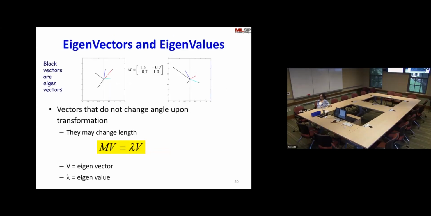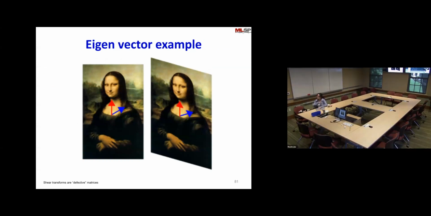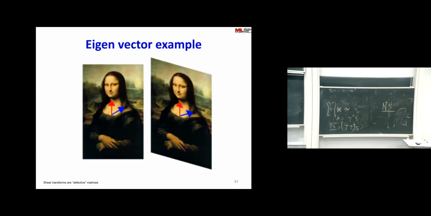And so eigenvectors are vectors that do not change upon being transformed. They just sort of become longer or shorter. And so here I've got a whole bunch of vectors being transformed by this matrix M. Two of them did not change their direction. Which two? The two black ones did not change their direction. They are the eigenvectors of the transform. Now, here, I took this Mona Lisa image. Somebody sheared it. Did every point on Mona Lisa change?